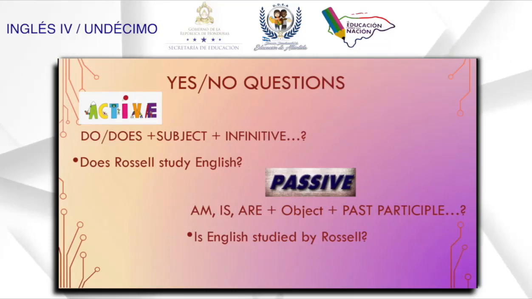Yes or no questions. How do we write active sentences? Do, does, plus subject, plus infinitive. Let's look at the example. Does Russell study English? And in the passive form: am, is, are, plus object, plus past participle. Is English studied by Russell?